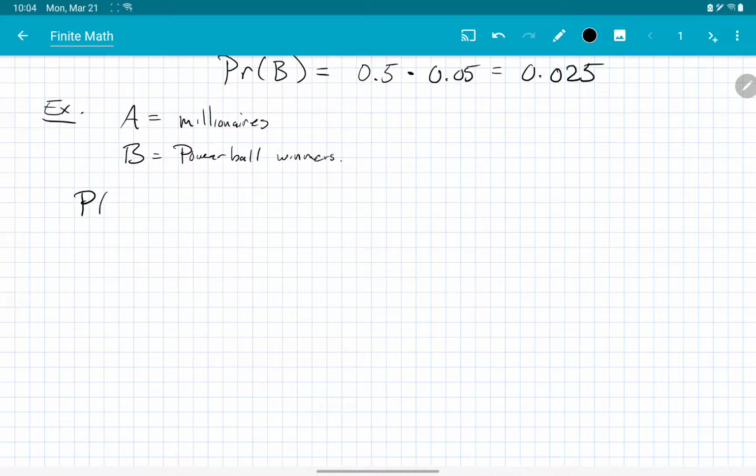So if I'm talking about the probability of A given B, I'm saying what is the probability that someone will be a millionaire if they are a Powerball winner? What is the probability that someone is a millionaire given that they're a Powerball winner, right? Well, this should be pretty high. This should be almost 1.